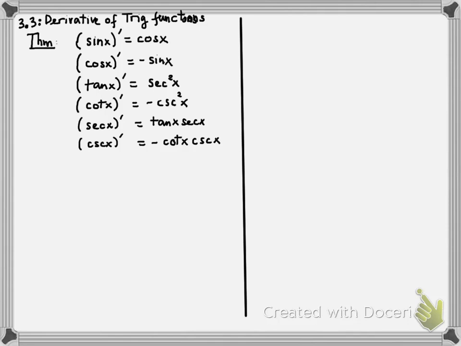In remembering these formulas, it's easy to remember that the negative sign goes to the co-function. As you can see, cosine goes to negative sine, cotangent goes to negative cosecant squared, and cosecant goes to negative cosecant cotangent.